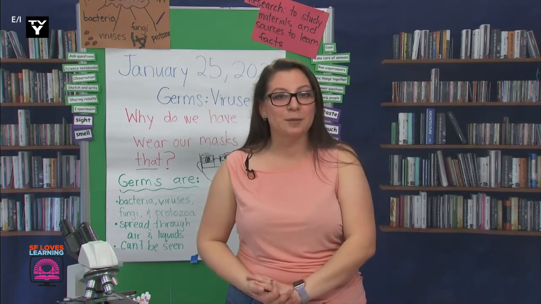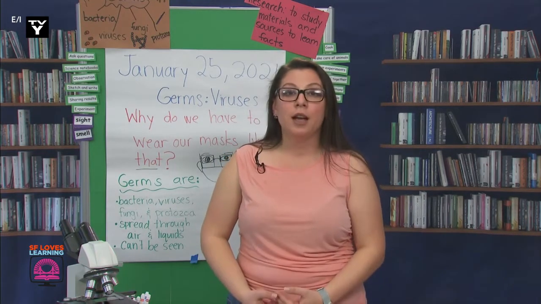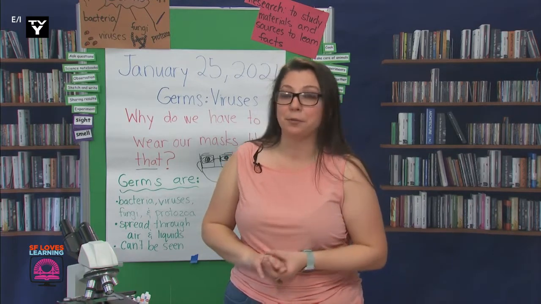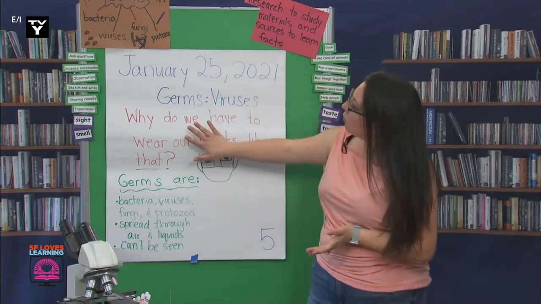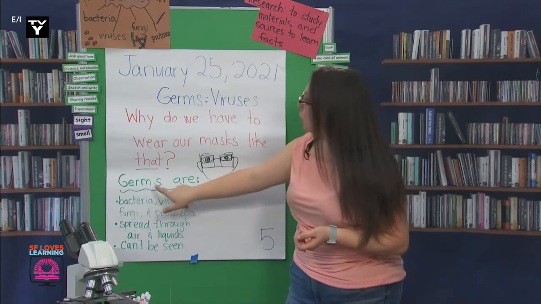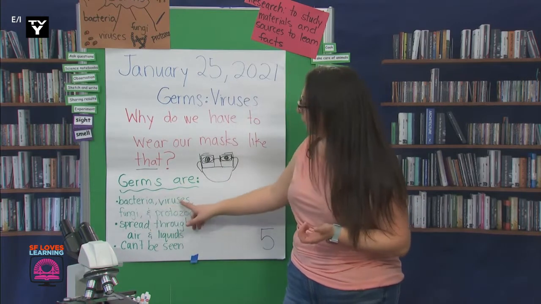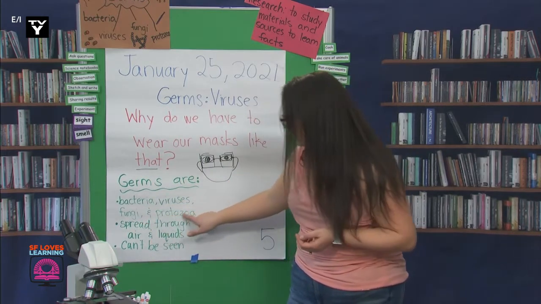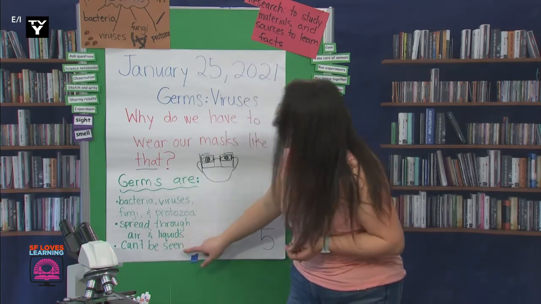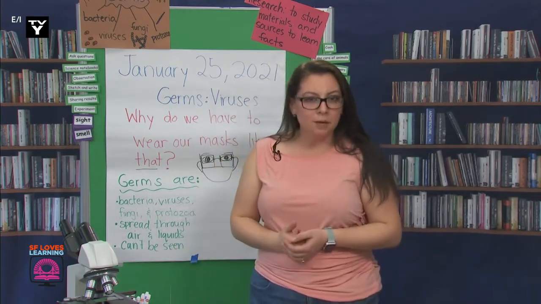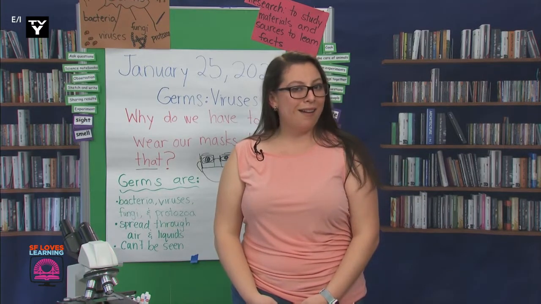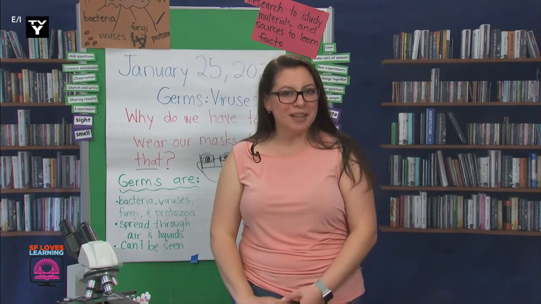I actually want to take some time to share my entry from yesterday. I wrote them like notes, so they're not really sentences. So let's go over what I wrote. I have the question, why do we have to wear our masks like that? And the notes I took are, germs are bacteria, viruses, fungi, and protozoa. They spread through air and liquids, and they can't be seen. Did any of you write some of the same things that I wrote? These are some interesting facts that we've learned.